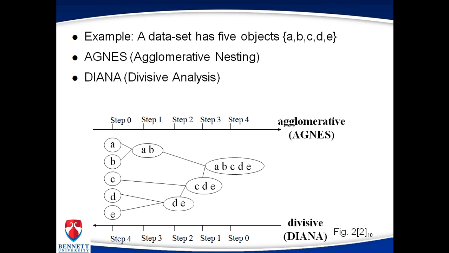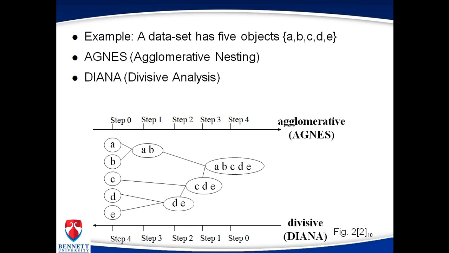As clearly shown in this slide, from step 0 to step 4, we have five objects A, B, C, D, E. It is like a tree where A, B, C, D, E is the root, these are the branches, and A, B, C, D, E are the leaf nodes. There are some merge operations, D and E, then C comes in, giving C, D, E, which merges with A, B to give A, B, C, D, E. If we go in the forward direction, step 0 to step 4, that is agglomerative, Agnes.